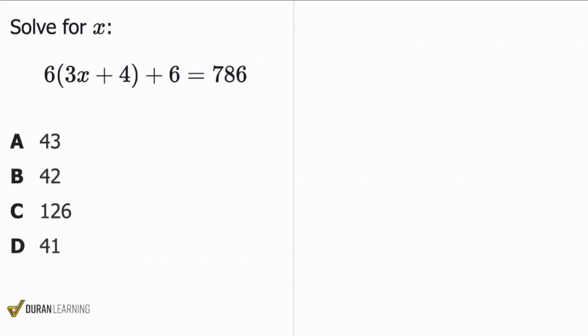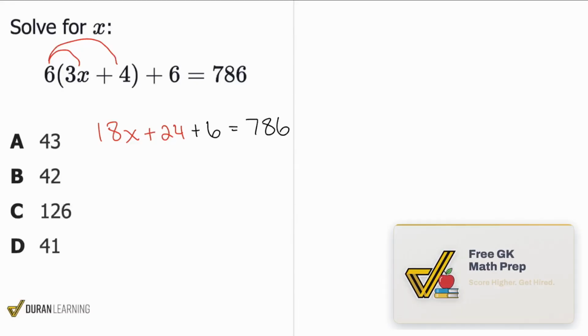Simplest way for me is going to be distribution. I'll show you another way here at the end, but if I distribute, I'll be distributing to the 3x, and I'll be distributing to the 4. So if I do it that way, I'll have 6 times 3x, which turns out to be 18x, and then we have 6 times 4, which ends up being 24. We'll write everything else that we have. This is unaffected. That is not inside the parentheses. So unaffected plus 6 equals 786.